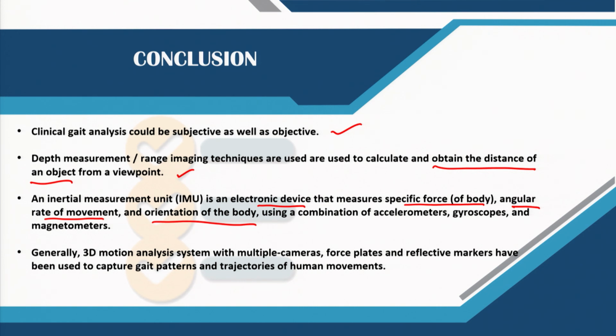Generally, 3D motion analysis systems with multiple cameras, force plates and reflective markers have been used to capture gait patterns and trajectories of human movements.